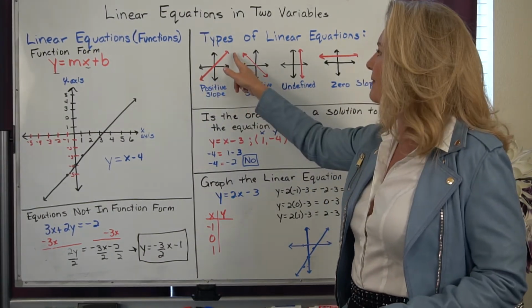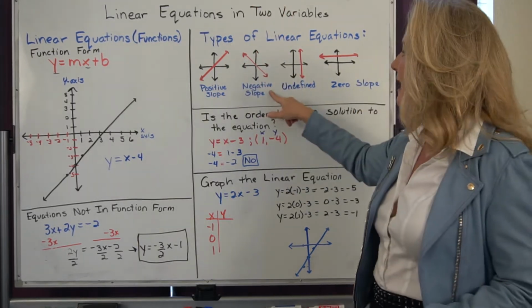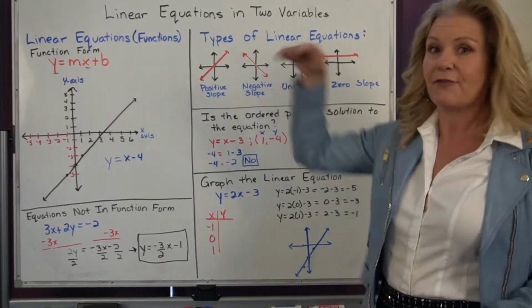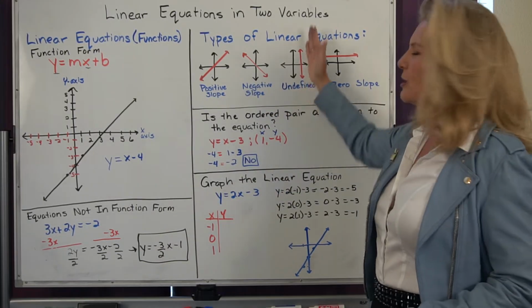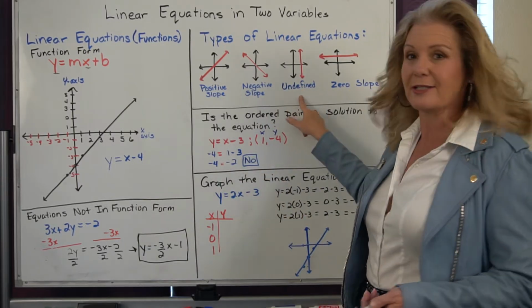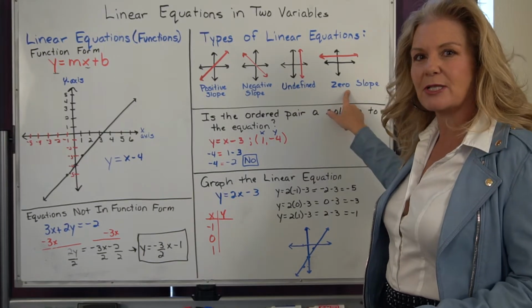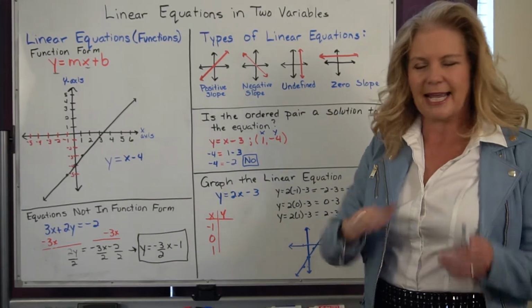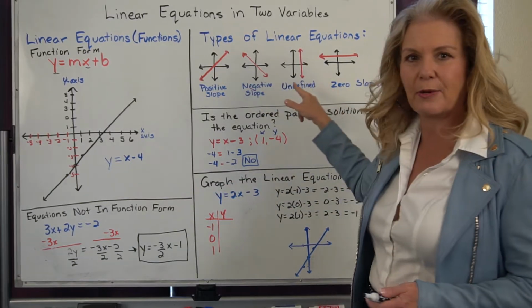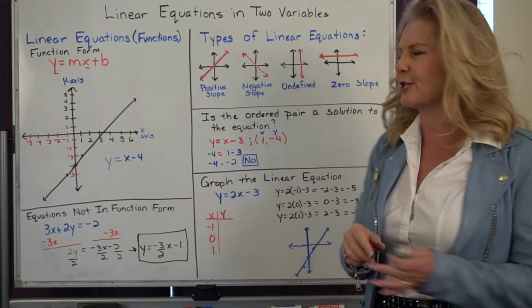Or I could have a line that goes down from left to right. That's like going down a hill, so that's a negative slope. I can fall off a cliff. That's called undefined. It's not a slope at all. We don't want to usually fall off of cliffs, but we can also have a zero slope. That means we're just walking and it's just flat ground as we go. So those are the types of linear equations that you could find. Now notice not all of them are functions.